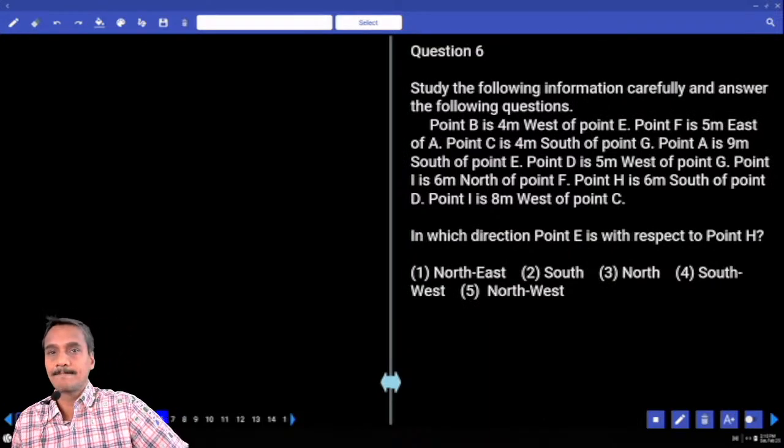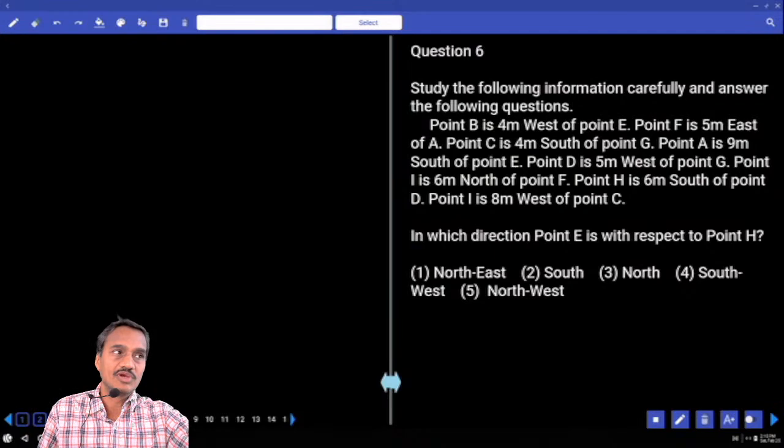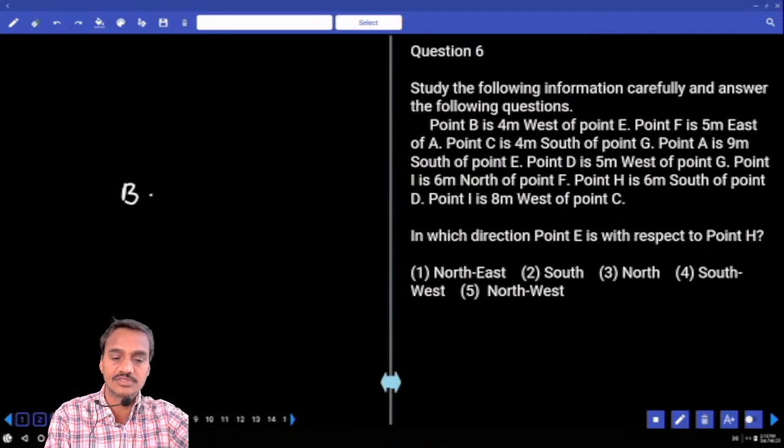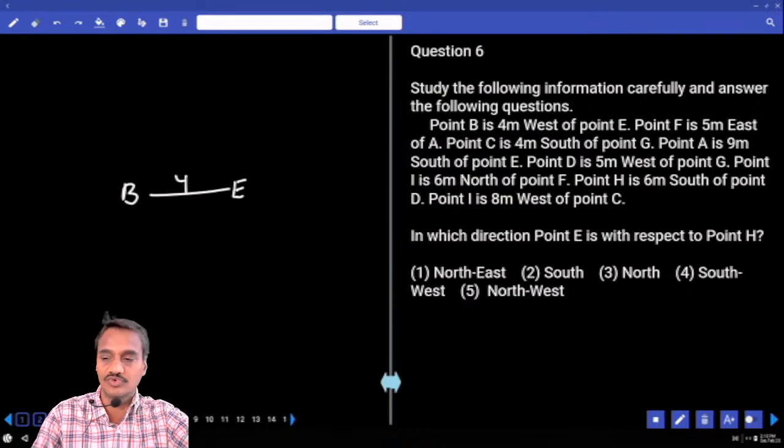Now 6 to 8, first priority kada. We already left 5 questions. From here onwards, we need to solve all the given questions, if possible. Now B is 4 meters to the west of E. B is here. Now this is 4 meters to the west of E. E is here. The distance between is 4. F is 5 meters to the east of E.